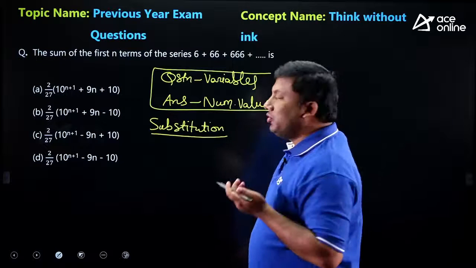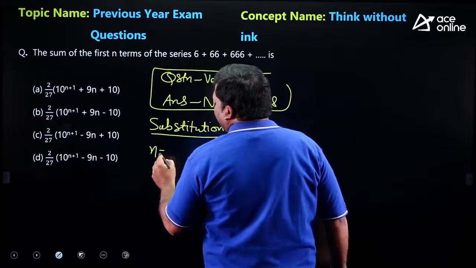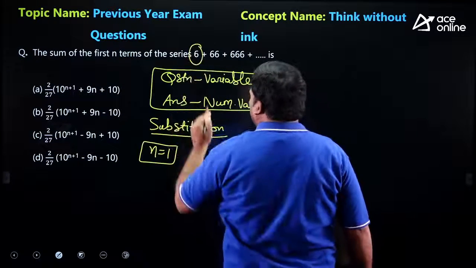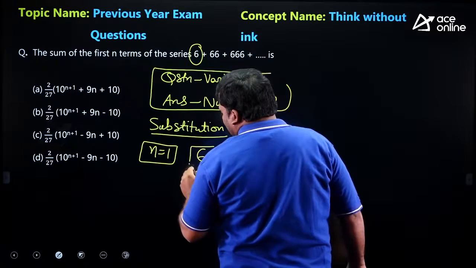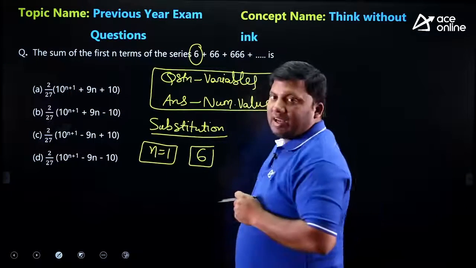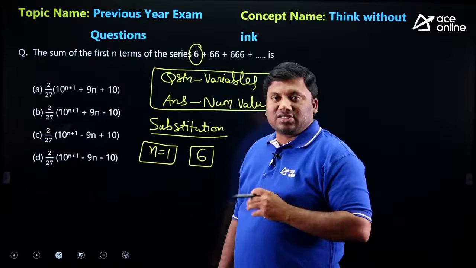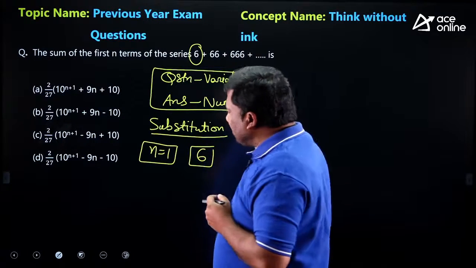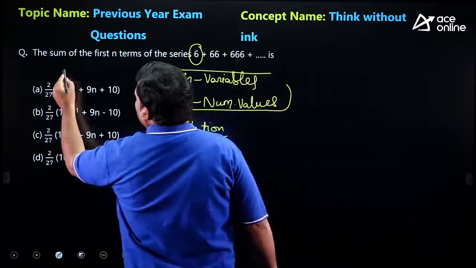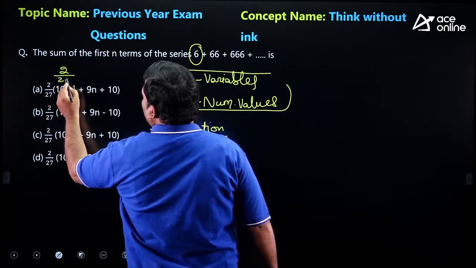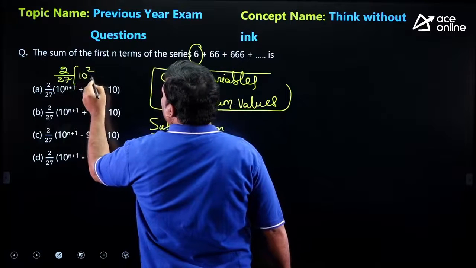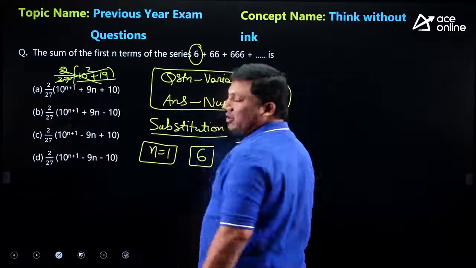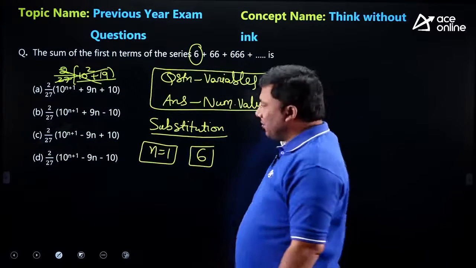Sir, how to use the substitution? Put n equal to 1. If I keep n equal to 1, I am taking only the first value, which is 6. In the answer options, wherever I substitute n equal to 1, I need to get 6. Suppose first option, 2 by 27 into (10 square plus 19). 100 plus 19 is not divisible by 27. First one is not possible.